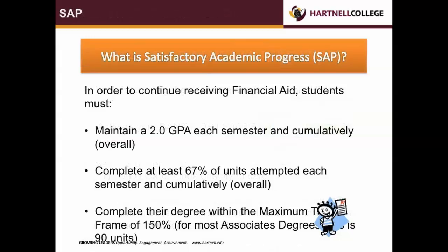What is satisfactory academic progress? SAP. In order to continue receiving financial aid money, students must maintain a 2.0 GPA each semester and overall, complete at least 67% of the units attempted or registered for each semester and overall, and complete their degree within the maximum time frame of 150%. For most associate degrees, it's about 90 units.